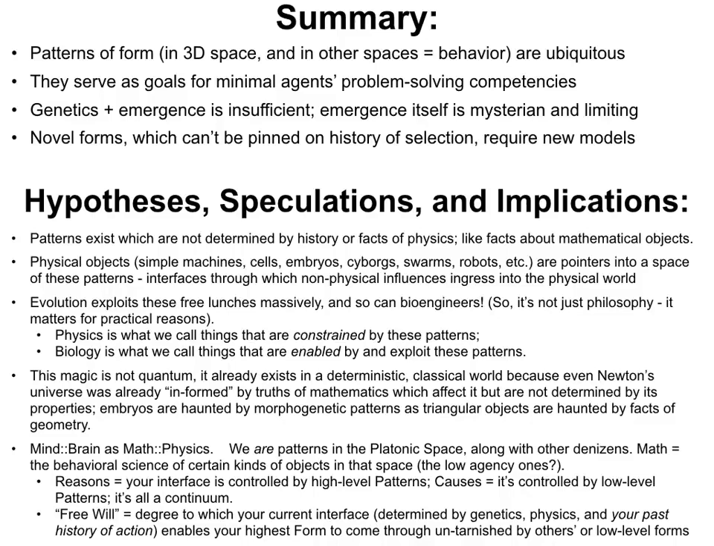And so I think that, in a kind of turn of phrase here, embryos are haunted by specific morphogenetic patterns from that space, from the space of anatomical attractors, in the same way as triangular objects are haunted by facts of geometry, and the particles in physics are haunted by various symmetries of other mathematical objects and so on. I suspect that the mind-brain relation is the same as the math-physics relation. I think we basically are patterns in the Platonic space, along with other things that live in that space. We can think about mathematics as the behavior of certain kinds of objects in that space, and that kind of idea recasts the general pyramid of the sciences with behavior science at the bottom, behavior science as the foundation, and everything else is basically just being regions of that, or types of behavior science.